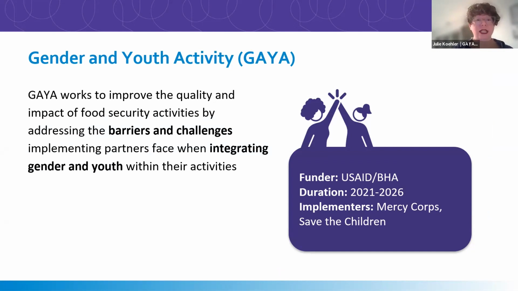So today's webinar is brought to you by the Gender and Youth Activity, or Gaia, which is a USAID Bureau for Humanitarian Assistance, or BHA, funded learning award that works to improve the quality and impact of food security activities. We do this by addressing the barriers and challenges implementing partners face when integrating gender and youth into their activities. Gaia is a 5-year award, and we're in the midst of our 2nd year. Our team sits across both Mercy Corps and Save the Children. If you want to learn more about Gaia, we have a link there in the chat that you're welcome to go to on the FSN network.